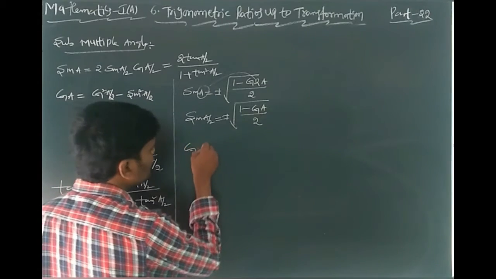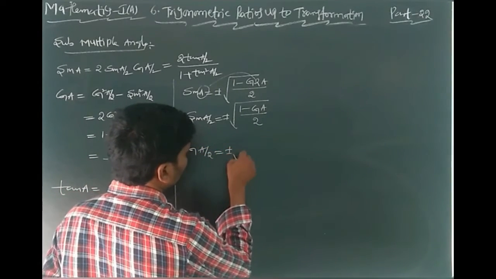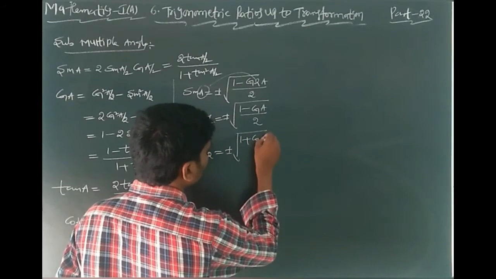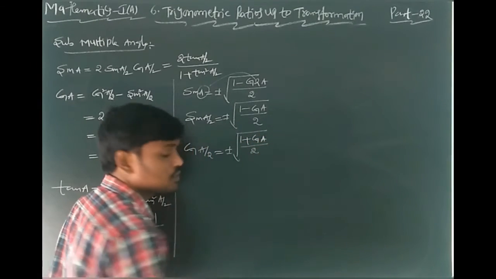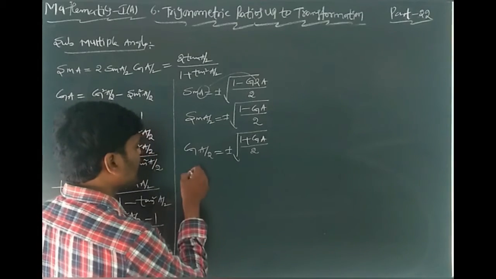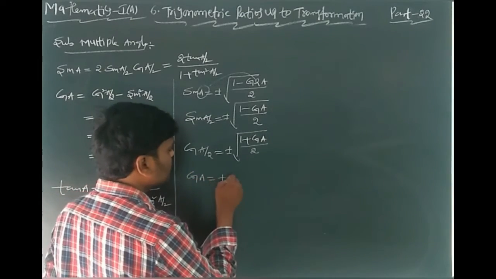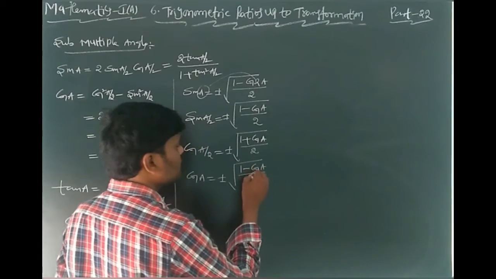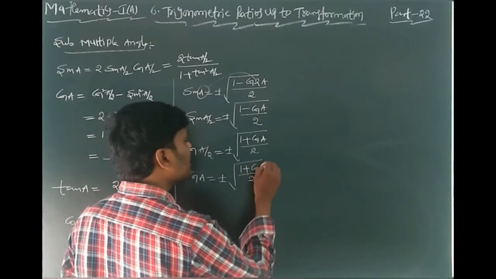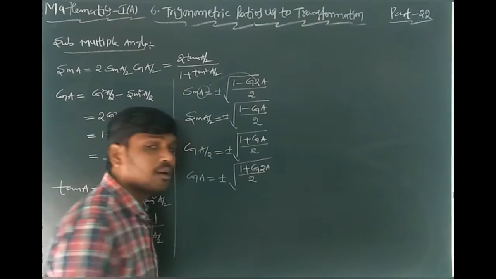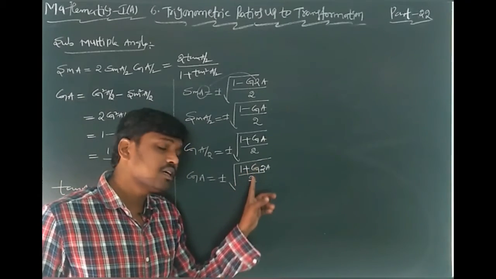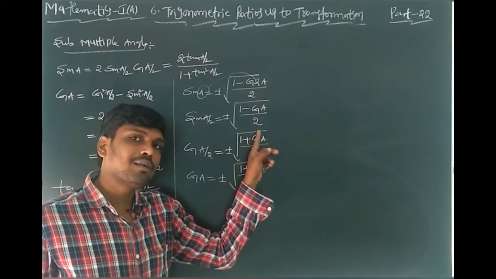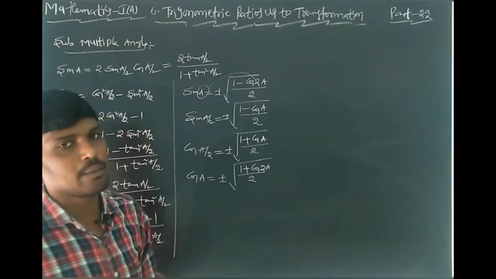Similarly, cos a by 2 is equal to plus or minus square root of 1 plus cos a by 2. Similarly, cos a is equal to plus or minus square root of 1 plus cos 2a by 2. Here plus or minus square root of 1 plus cos 2a by 2 value is cos a. Plus or minus square root of 1 plus cos a by 2 value is cos a by 2.